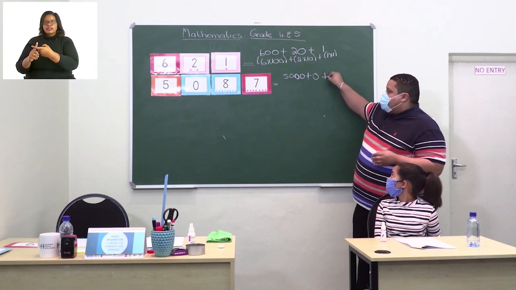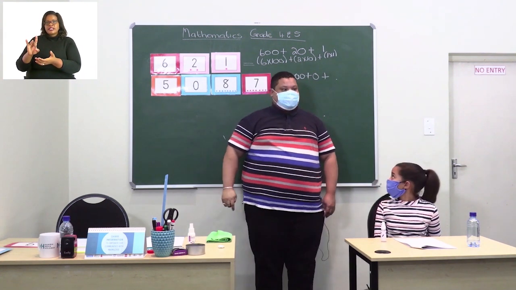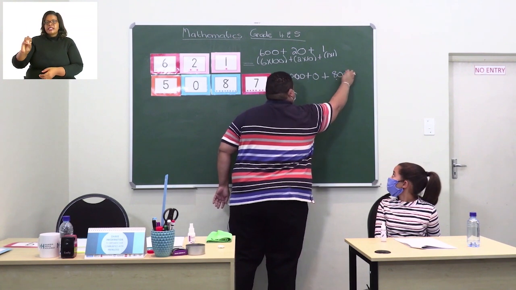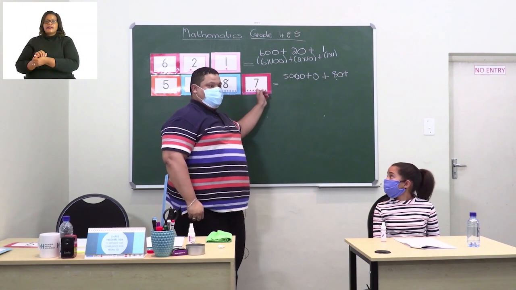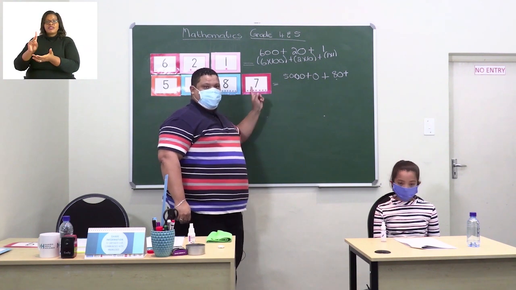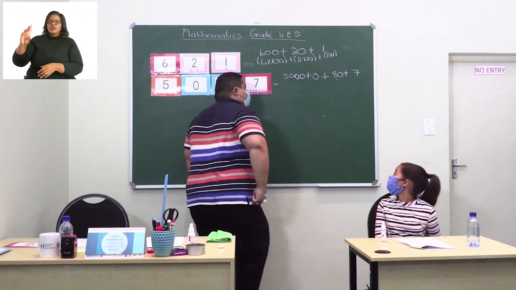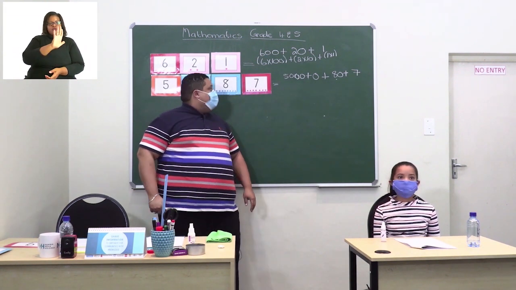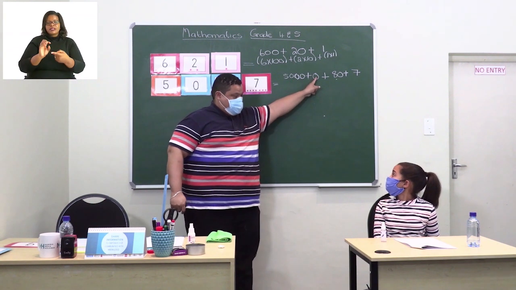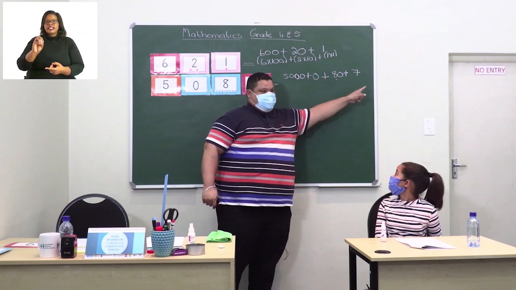Then we go over to the 8. What is the value of the 8? The 8 is in the place of the 10, and that gives it a value of 80. Plus, what is the value of the 7? The value of the 7 is 7, because it's in the place of the units. So 5,087 is written as 5,000 plus 0 to show that we've got no hundreds, plus 80 plus 7.